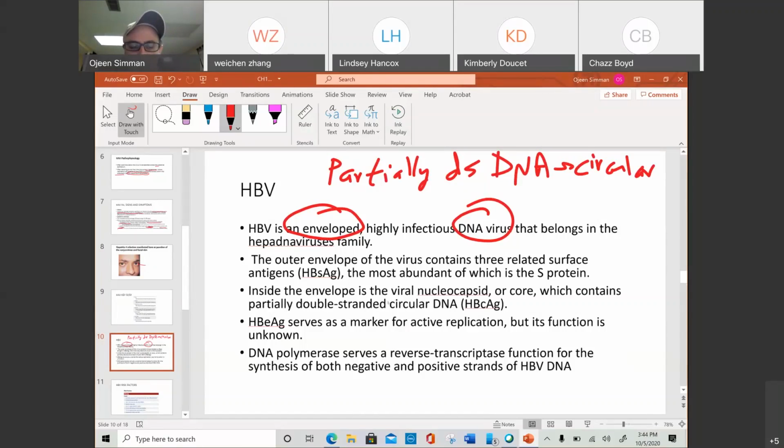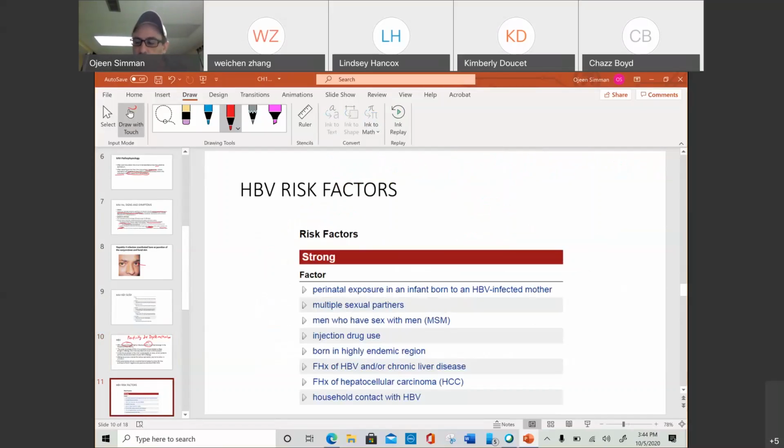The hepatitis B virus, as we said last time, is the one that can cause both acute and chronic presentations. The mode of transmission of the hepatitis B virus is basically blood or sexual transmission. So, what are the risk factors for somebody to get infected with hepatitis B virus?